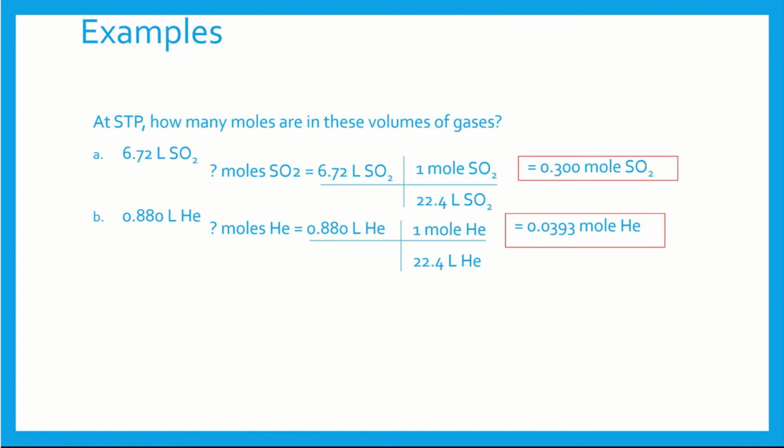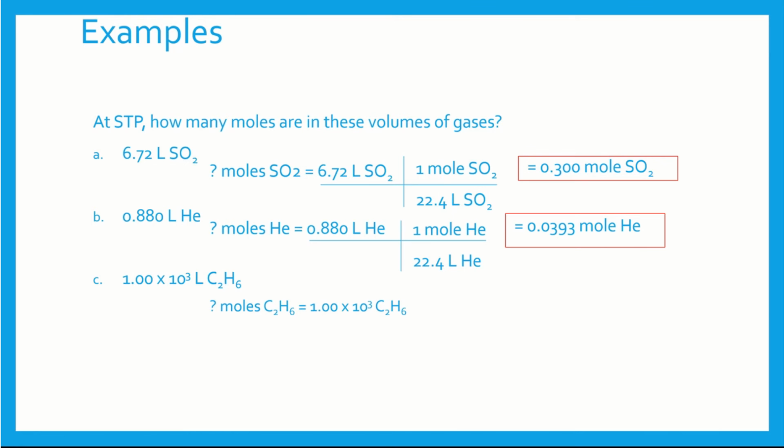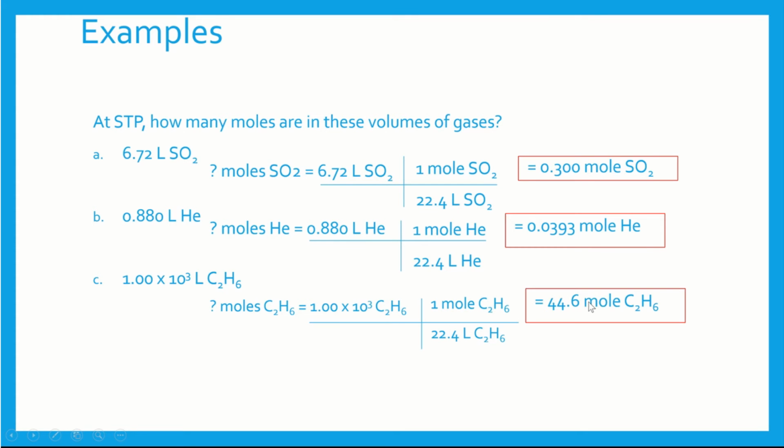Let's say we had 0.880 liters of helium. Well, we'd expect that to be 0.0393 moles of helium. And finally, 1 times 10 to the third, that's 1,000 liters of C2H6, that's ethane. 22.4 liters per mole, or 1 mole per 22.4 liters, lets us know that we have 44.6 moles of ethane.